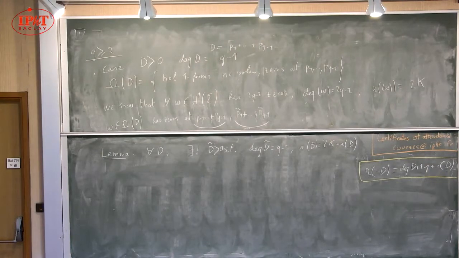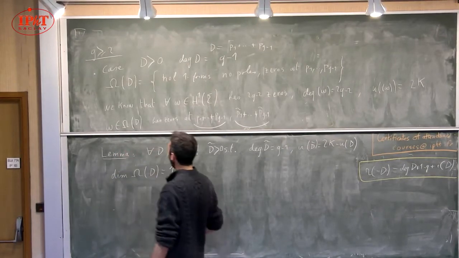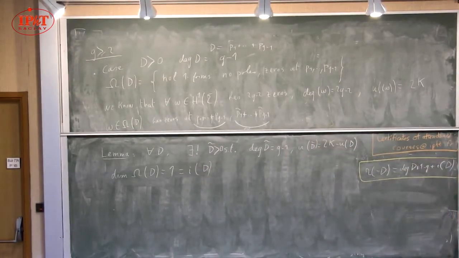But basically, the idea is that the dimension of omega will be 1. Well, basically it's unique and it uses the theta divisors, the zeros of theta.